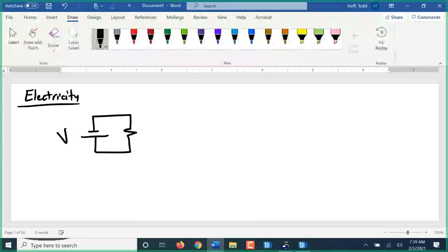One voltage source, one load or one resistance, and then there's current. I don't know why we use I for current. C is there for charge, so I guess that's why we use I for current. It would make sense to use A for amperage, but anyway, I is what we use for current. There's a relationship there. Voltage is equal to current times resistance.